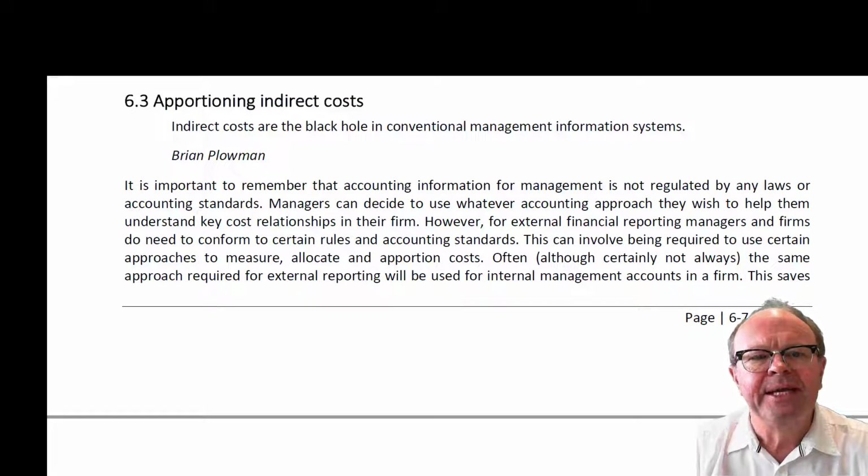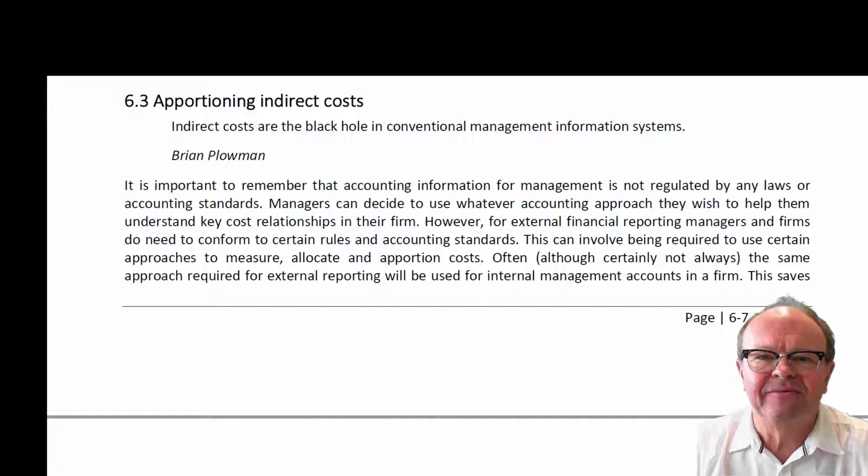6.3 Apportioning indirect costs. Indirect costs are the black hole in conventional management information systems. Brian Plowman.